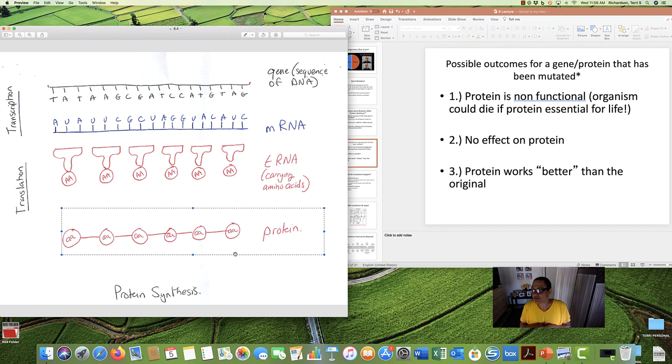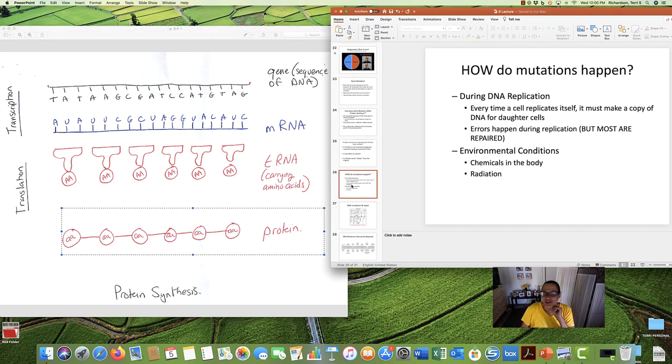Or what if we're talking about a muscle protein, and instead of being able to jump 12 inches in the air, now that organism can jump 16 inches into the air? What if instead of running a 4-minute mile, the muscle protein makes it so that that human can run a 3-minute mile? This is really exciting. What if a gene mutation made the protein work better? Fascinating, right? Just something to think about.